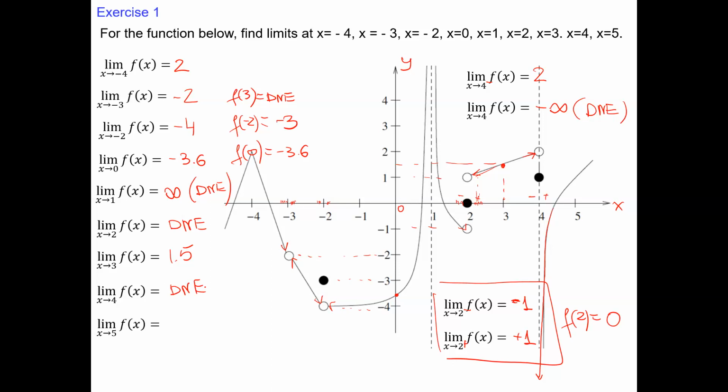Okay, 5, no problem at all. Continuity, the function is continuous. The limit is the same as the value, 1. Yeah, I think it is 1. Okay.